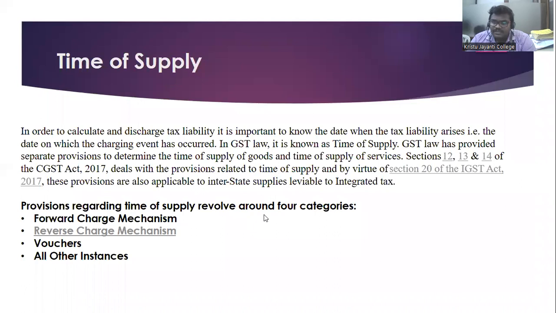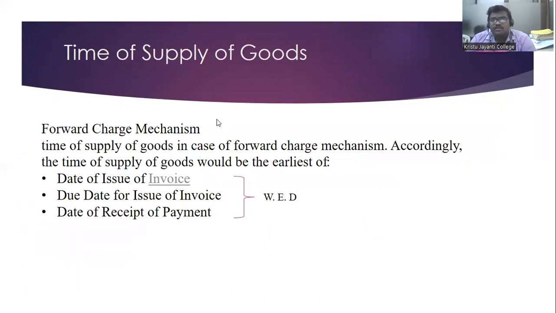The provisions regarding the time of supply are categorized in 4 ways. Basically, the whole time of supply concept works based on these 4 provisions: forward charge mechanism, reverse charge mechanism, vouchers, and all other cases or situations. Let us first look into the time of supply under the forward charge mechanism.